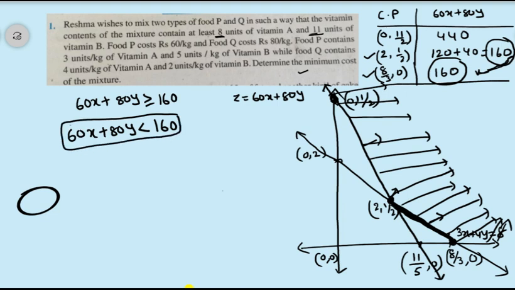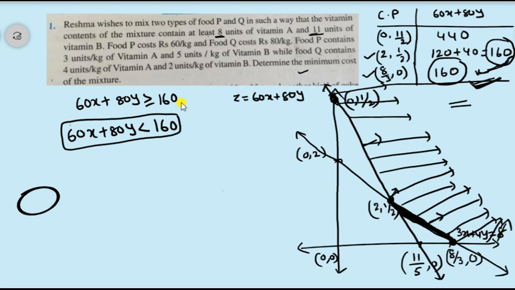Once again, if it is a closed region, we can stop the question here itself. We can say the objective function attains its minima on the set of all points on the line segment joining 2 comma 1 by 2 and 8 by 3 comma 0. We can say that if it is a closed, bounded region, but it is an unbounded region, so we can't say that. Further verification is there. What is that verification? Here I am discussing.